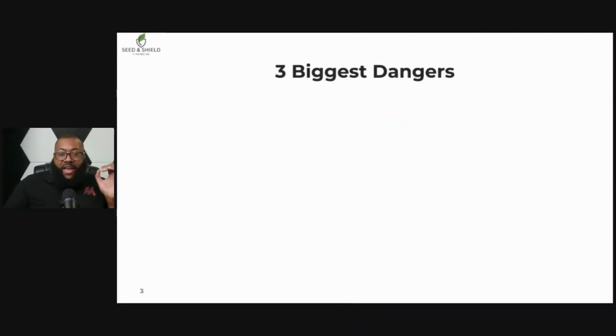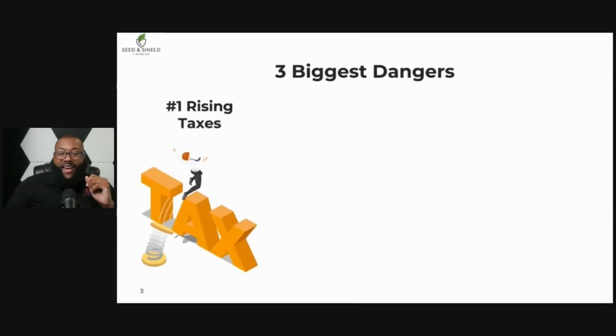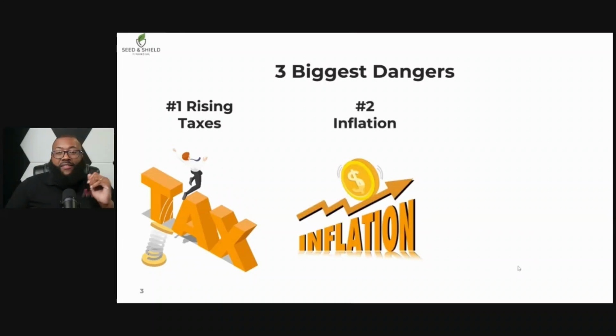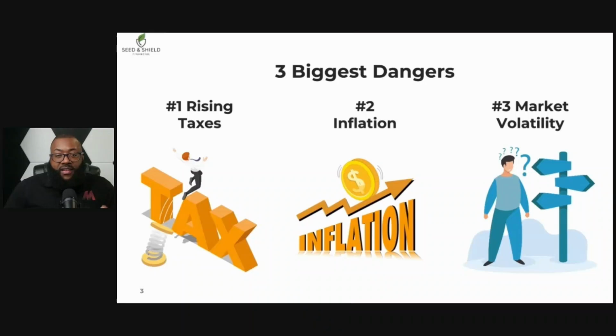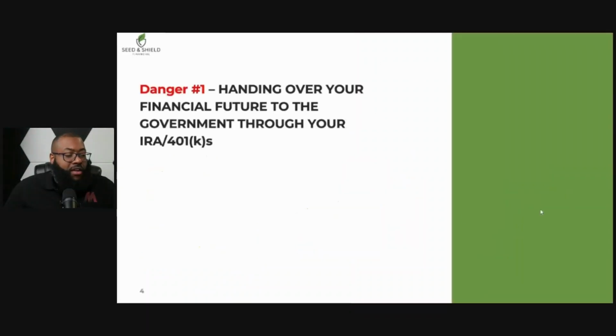So the three biggest dangers in retirement are number one, taxes, number two, inflation, and number three, market volatility. So as we work through this, I'm going to be tackling those opportunities to make sure that you're really comfortable with what's going on, right? So danger number one, you're handing off your financial future to the government through your IRAs and your 401ks. Again, I know, you've been told to do it. I was told to do it. I fell for the trap a long time, but it's a reason why you're listening to me right now, right?